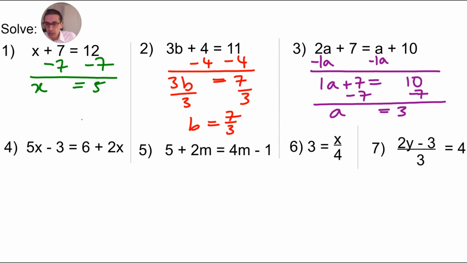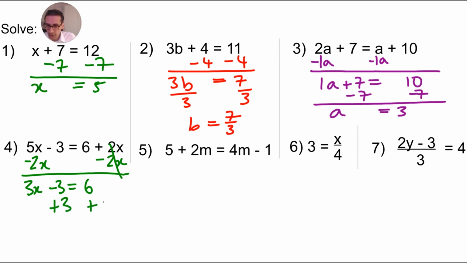Okay, next one. We've got 5x minus 3 equals 6 plus 2x. So we look at the least unknown, which is positive 2x. So we're going to take away 2x, make that into a 0 pair. And that will give you 5x take away 2x, which is 3x, minus 3 equals 6, and that's a 0 pair there. So we're going to now add 3 to both sides because we want to isolate x. So this becomes 3x equals 9, and then divide by 3. So x equals 3.